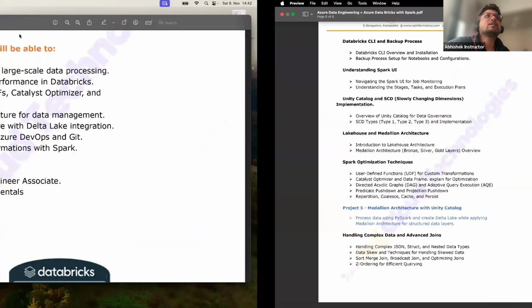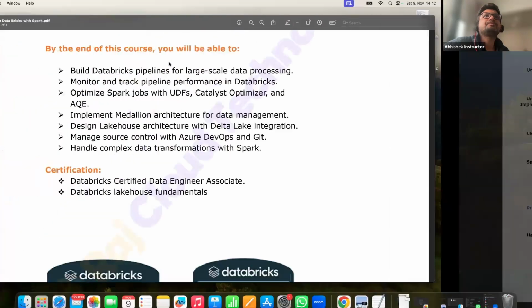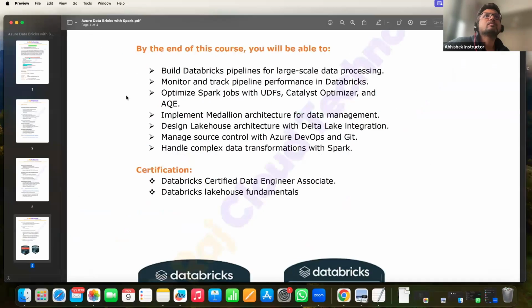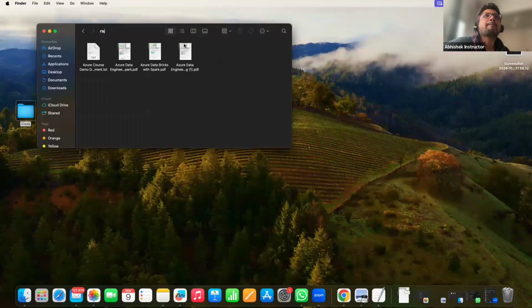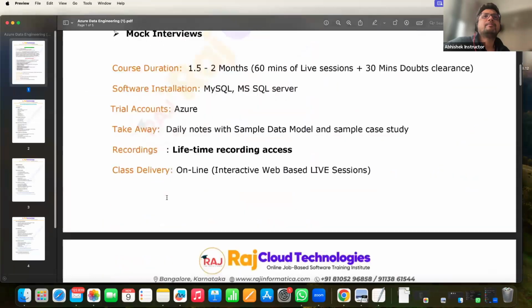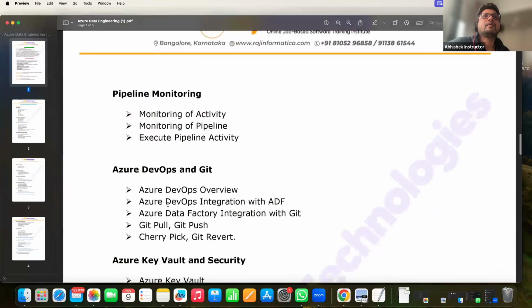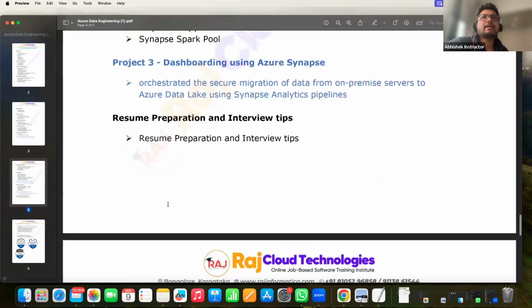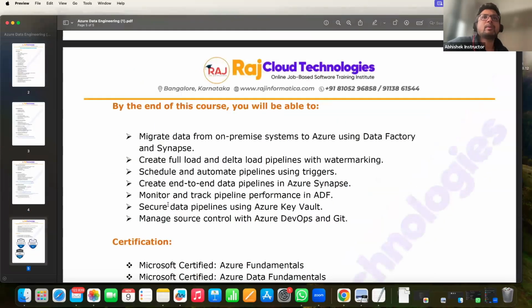And in this particular course, the Azure Data Engineering course, you will be able to migrate the data from on-premise to cloud. You will be able to create a full load, delta load pipeline, and create an end-to-end pipeline in Synapse Analytics, do performance optimization in ADF. You can also secure the data using Key Vault, and all of that will be taught as a part of the Azure Data Engineering course, right?